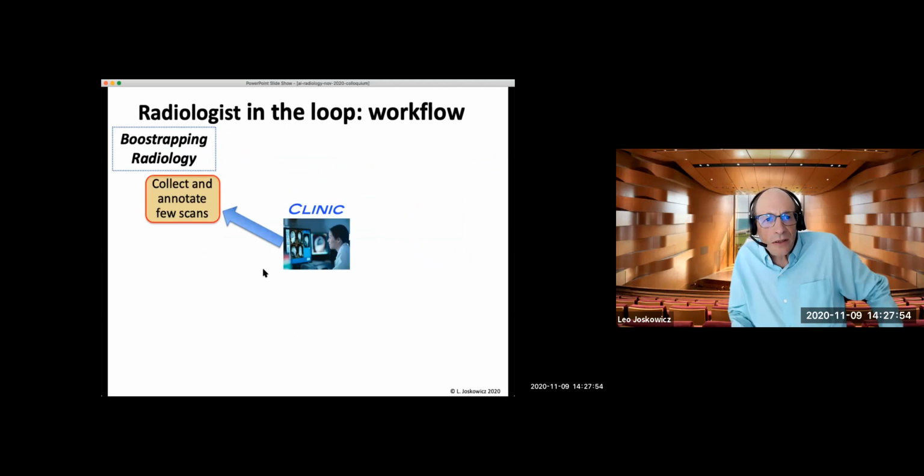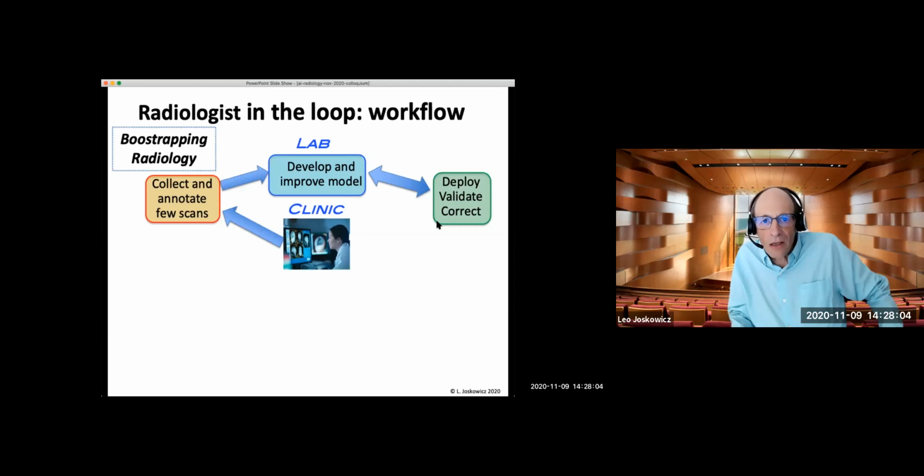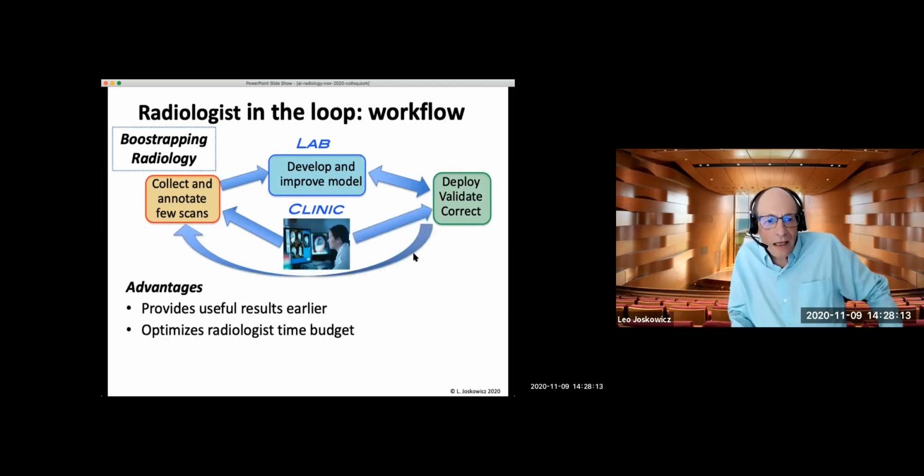And what we're interested in, and this is the argument of this talk, and I'll show you how to do that, is that you need to involve the radiologist in all the stages. You collect a few scans, you develop a model, you deploy a working model that is not perfect, but allows the clinician to make the corrections, and basically moves on. And this, I'm going to show you, optimizes the radiologist time budget and the software development.